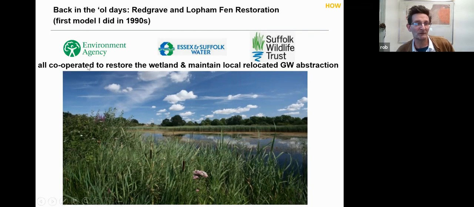And the Environment Agency worked on restoring the surface drainage and the water level management. The water company, with a bit of help from us on the modelling, relocated the abstraction locally, but still maintained their supplies. And the Wildlife Trust worked on the management of the site and vegetation control and everything else. And it's a great thing, and it won awards, and it delivered benefit but maintained local supplies. So that's what I like to get back to, I guess, that example of just getting on and doing stuff that makes a difference and creates some resilient habitat.